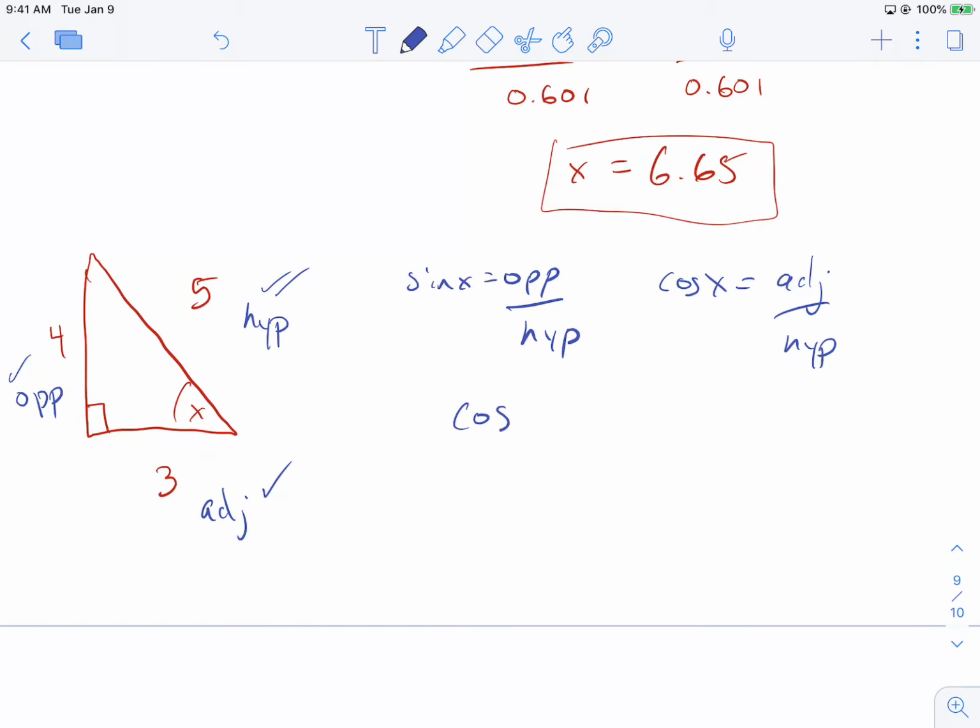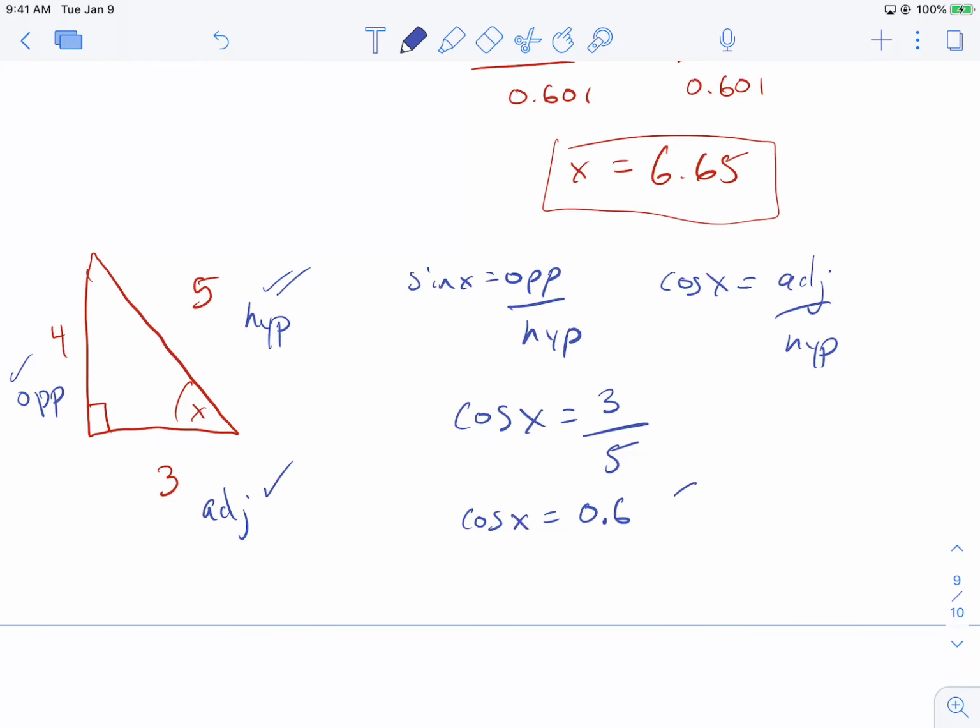So we're going to use cosine of our angle, which we do not know, is x, equals adjacent, which is 3, divided by hypotenuse, which is 5. Okay? We are solving for an angle here. At some point, we are going to have to use the second function key. So we get cosine x equals 3 divided by 5. You turn that into a decimal, we get 0.6. So now we're going to use our second function, and we get x equals cosine -1 of 0.6.